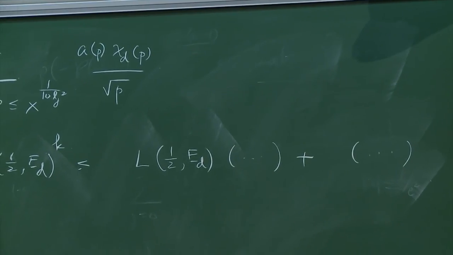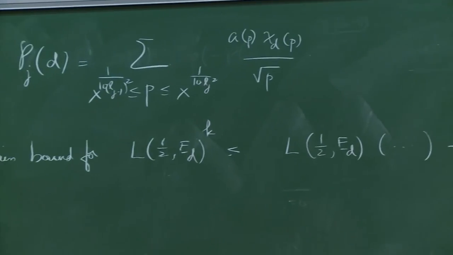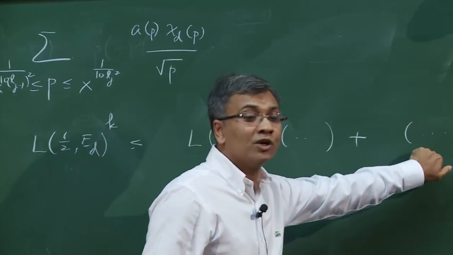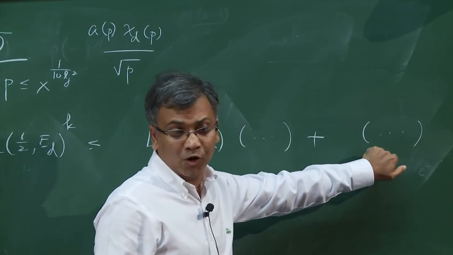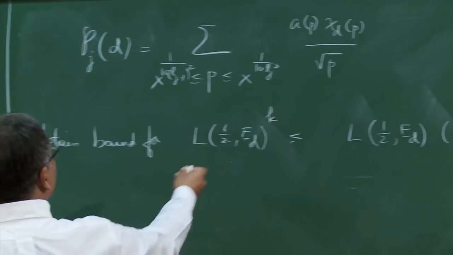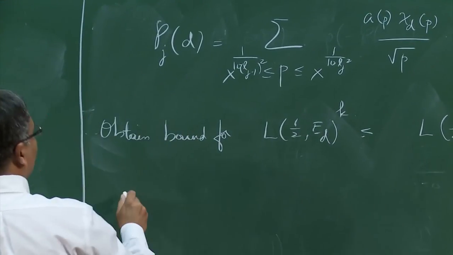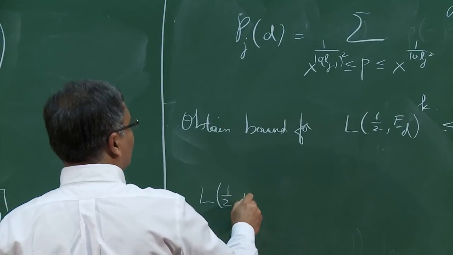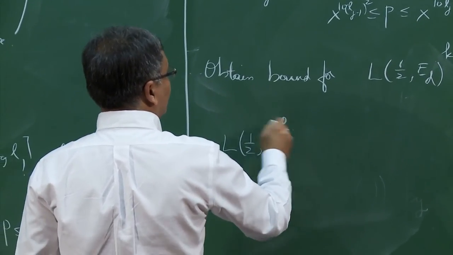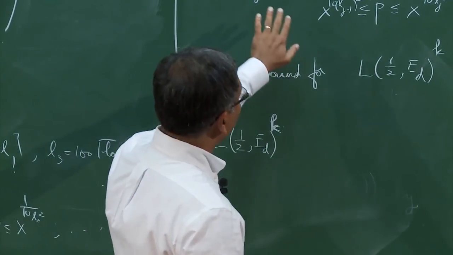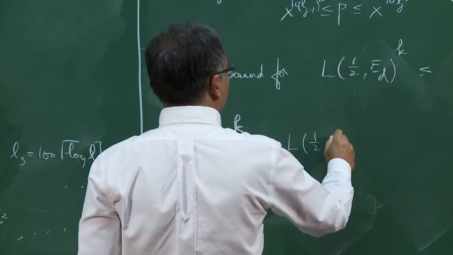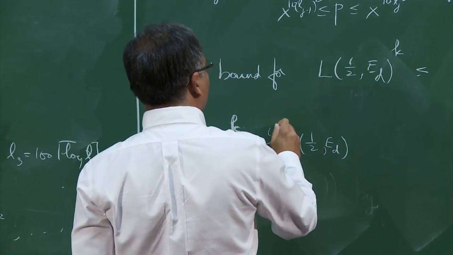And I don't quite know how to do that, because if I put in a Dirichlet series here, I would like to put the inverse of the Dirichlet series there. And that I don't know how to do. I can't put inverses. But I can do it with Euler products. So I could take L half E_d to the K, and if I had Euler products, I could try to express a bound. This needs to be worked out carefully.